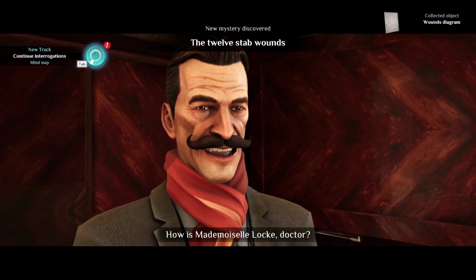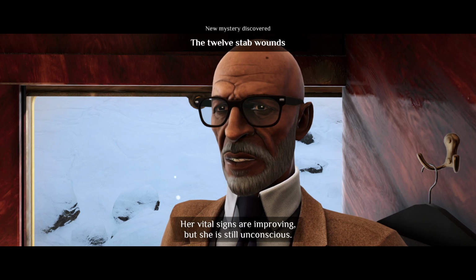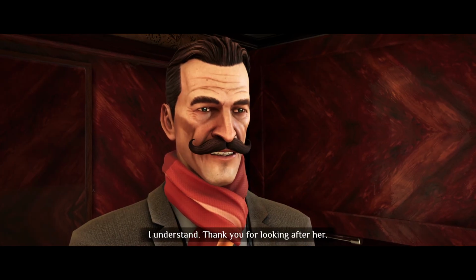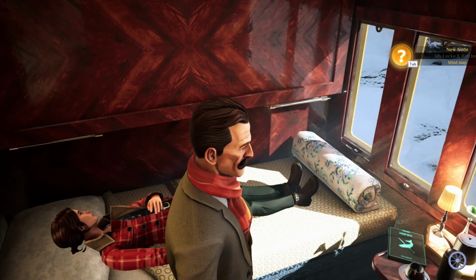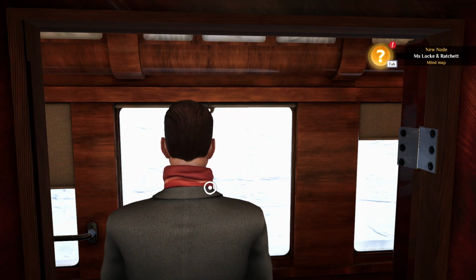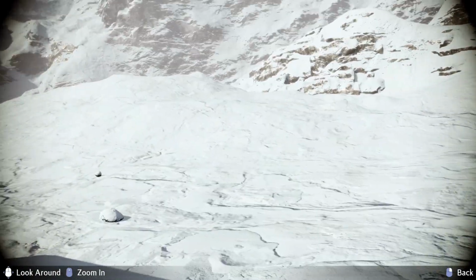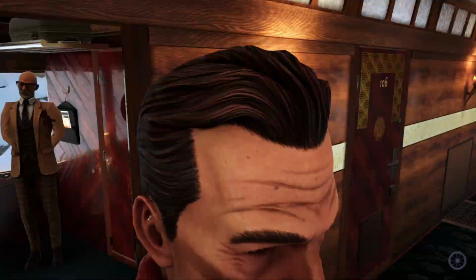How is Mademoiselle Locke, Doctor? The vital signs are improving, but she is still unconscious. I understand. Thank you for looking after her. Okay, let's just leave this room. It's still snowing, not smoking.